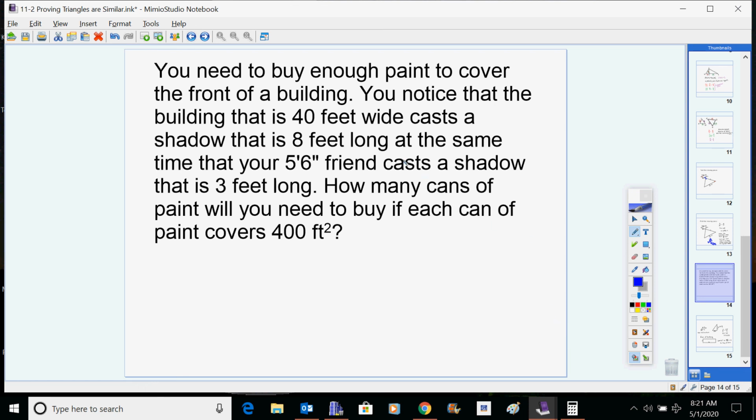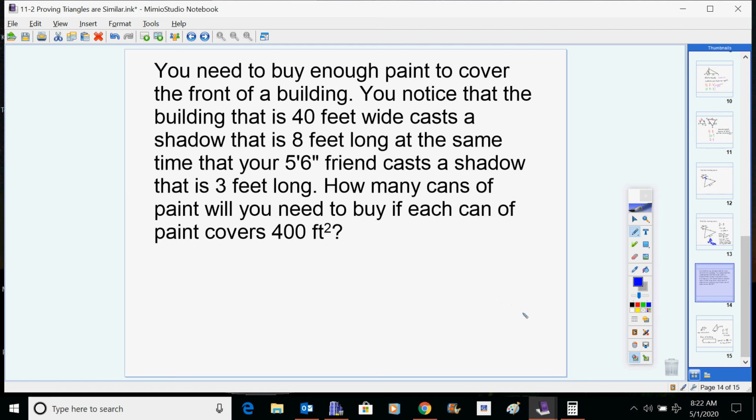You need to buy enough paint to cover the front of a building. So get a mental picture of a building and you're trying to paint it. The building is 40 feet wide and it casts a shadow that's 8 feet long. At the same time, your 5'6" friend casts a shadow that's 3 feet long. How many cans of paint will you need to buy if each can covers 400 square feet?